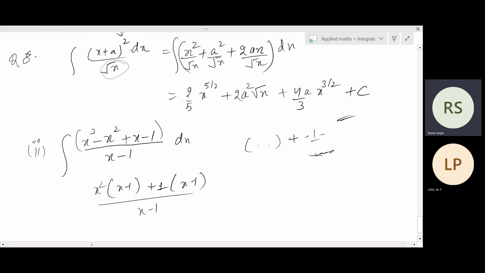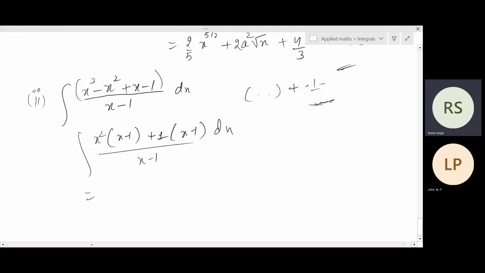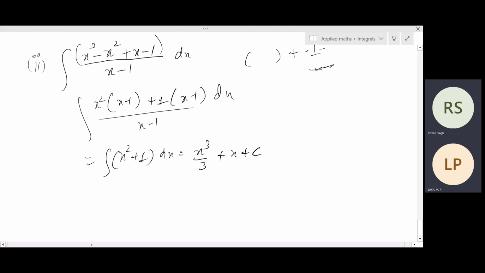So that tells us that, okay, we can factorize this and simplify this as x square plus 1, and then the integral will be x cubed by 3 plus x plus c.